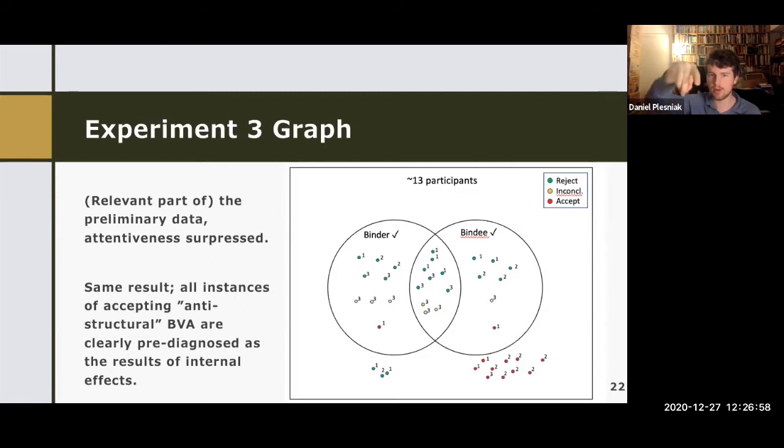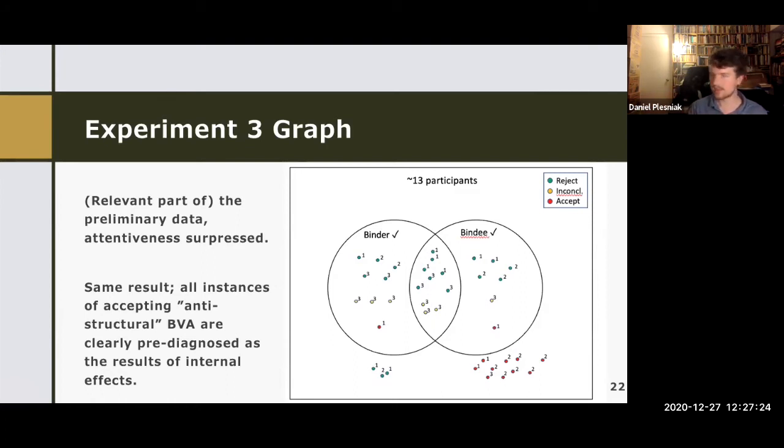So I've put the number of the pairing next to the dot. You can see there's 1s and 2s and 3s. In this case, because of the nature of the setup, we didn't really need to use attentiveness in the same way. And this data is a little bit preliminary. It was taken quite recently. But you can see in the middle, no reds again. No one who has the right properties ever accepts these anti-structural BVA readings.